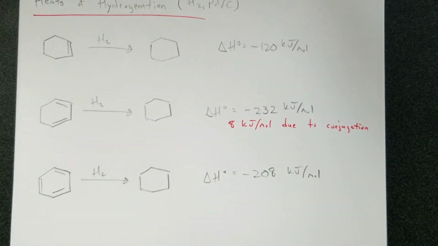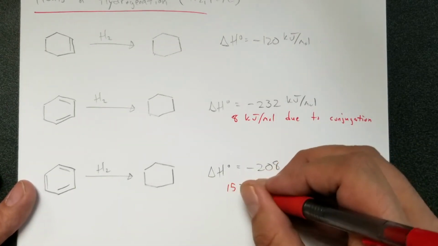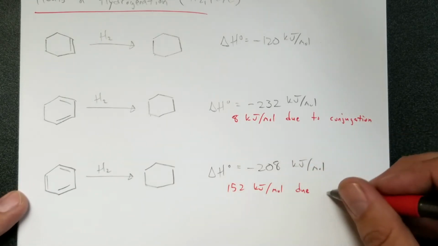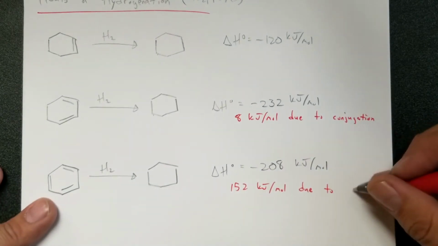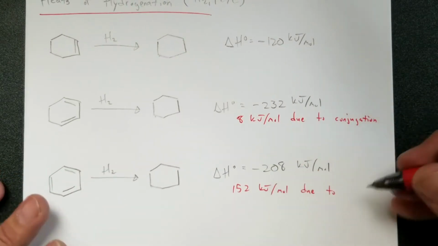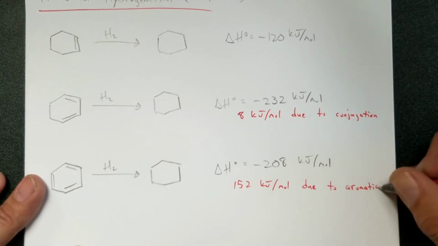All right, let's do a little bit of math here. So if it was just standalone, like a triene, it should be what, minus 360? So what's the difference here? That 152 difference? And that's kilojoules per mole. And this is due to aromaticity. So look how much different that is compared to just a standard conjugation. That's a pretty big difference there. And that's due to aromaticity.